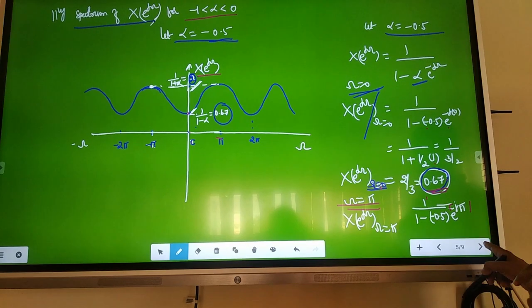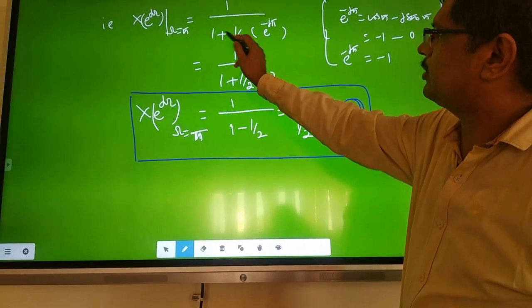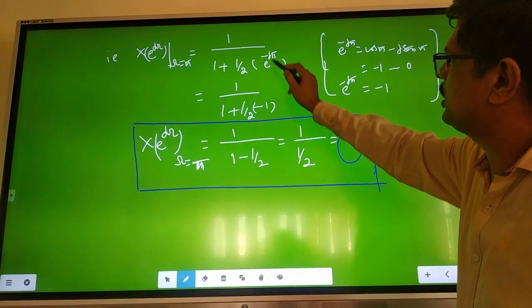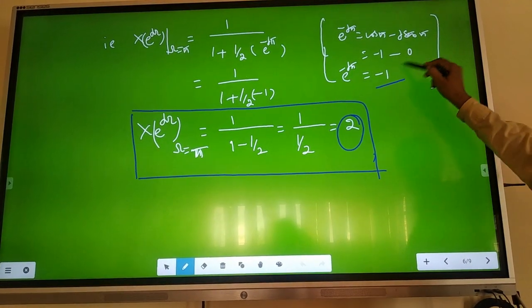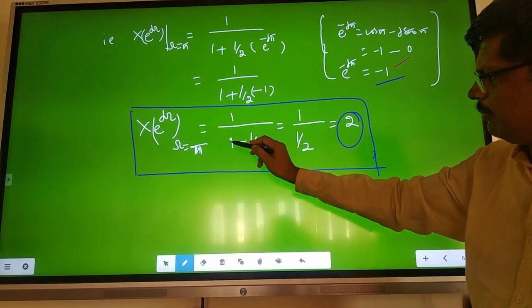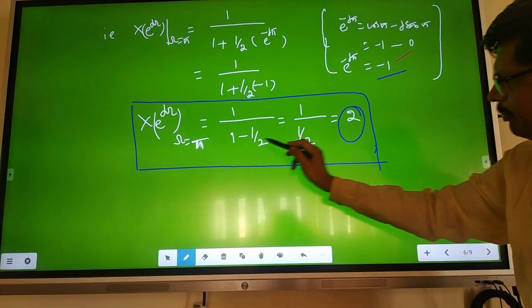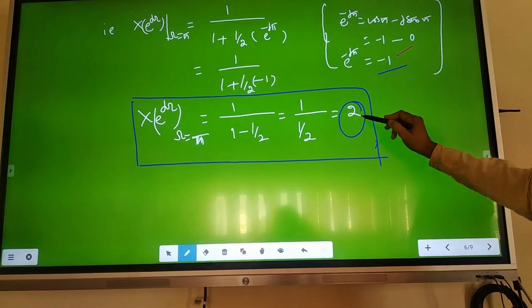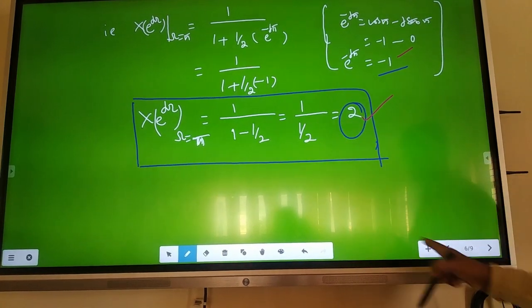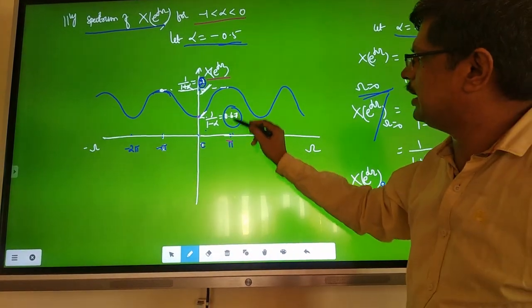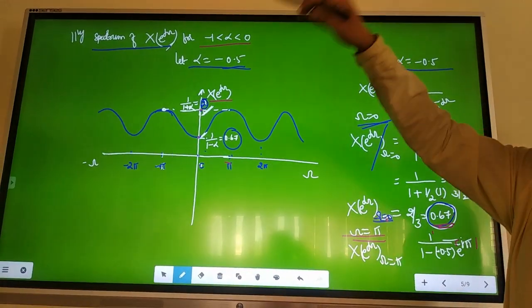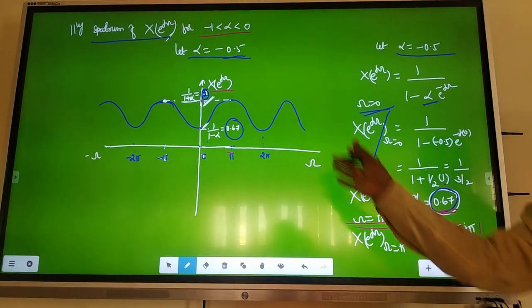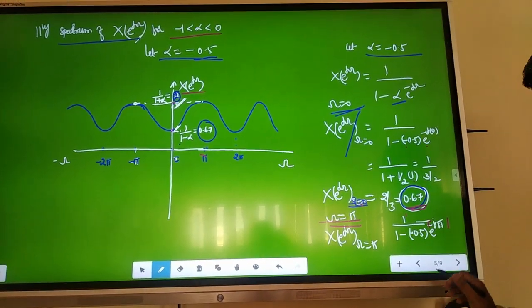Minus into minus is plus, so it is 1 by 1 plus 1 by 2 e power minus j pi. I know e power minus j pi is cos pi minus j sin pi, which is nothing but minus 1, right? Substitute here, then 1 by 1 minus 1 by 2, which is 1 by 1 by 2, which is nothing but 2. That's what at pi it is 2. Now see, at pi it is 2, the maximum value. The spectrum is exactly the reverse of the previous one, the positive alpha.